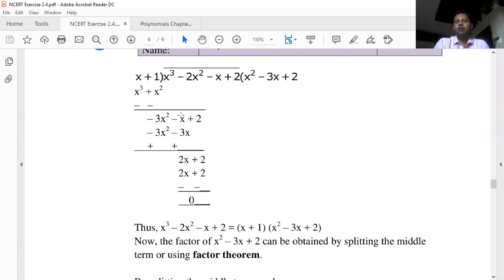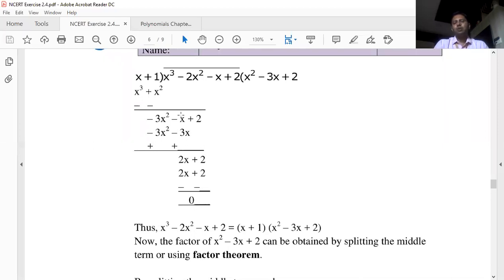Here we have dividend x cube minus 2x square minus x plus 2, divisor x plus 1, quotient x square minus 3x plus 2, and remainder 0. While dividing by x plus 1, after 3 steps we get remainder 0. Now the remainder is 0, so the given polynomial is nothing but the product of x plus 1 and x square minus 3x plus 2.